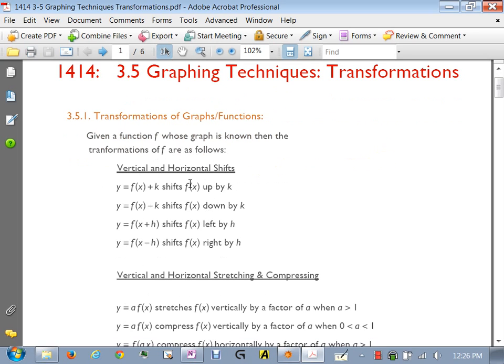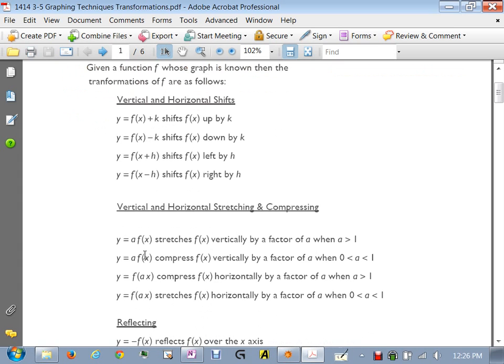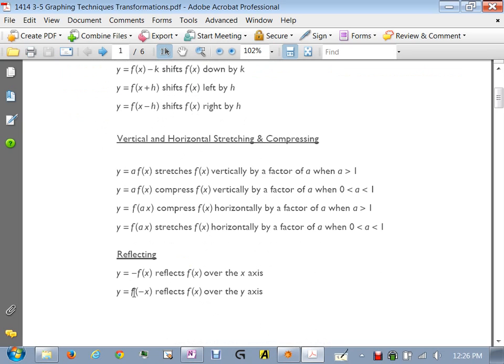Vertical and horizontal shifts. Adding a number moves it up. Subtracting moves it down. Adding a number inside the function next to the x moves it opposite of what you thought, to the left. Subtracting a number inside next to x moves it to the right by that much. Reflections and stretches, all this stuff. Please refer back to these notes because that's what we're about to do.